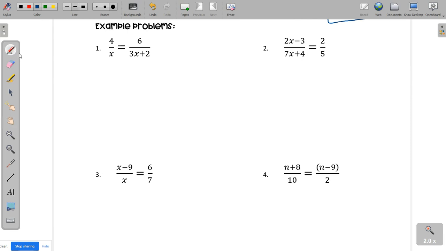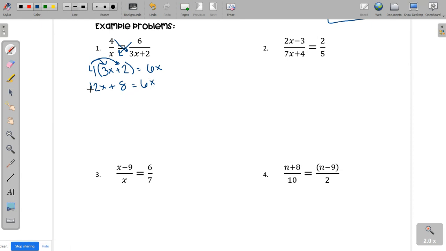Let's look at another type of problem. So number 1, we're going to cross multiply. We're going to have 4 times (3x plus 2) equal to 6 times x, so 6x. Get rid of the parentheses by distributing the 4 into it. So 4 times 3x is 12x. 4 times 2 is 8, plus 8 equals 6x.